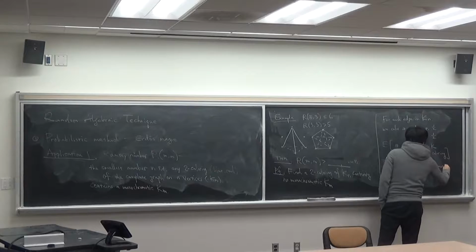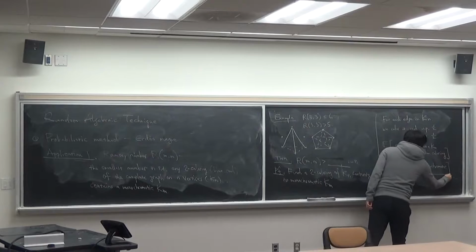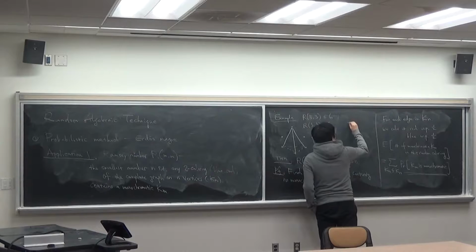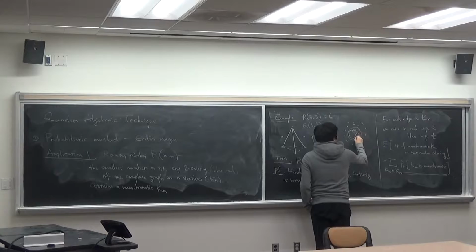This is linearity of expectation. And let's try to compute this probability. So I have a graph, a complete K_n graph, and I select m vertices out of those n vertices. And I want to compute the probability that all the edges inside my K_m get the same color.